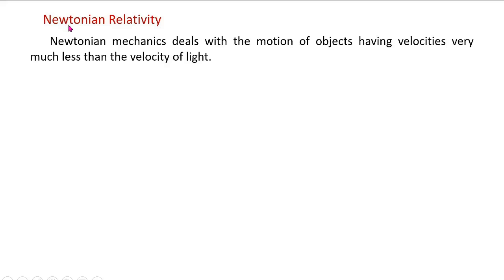First topic of this chapter, Newtonian relativity. Newtonian mechanics deals with motion of objects having velocities very much less than the velocity of light. Means in everyday life we see all motions having velocity very less as compared to the velocity of light. Therefore, Newton's laws are applicable to all such motions.